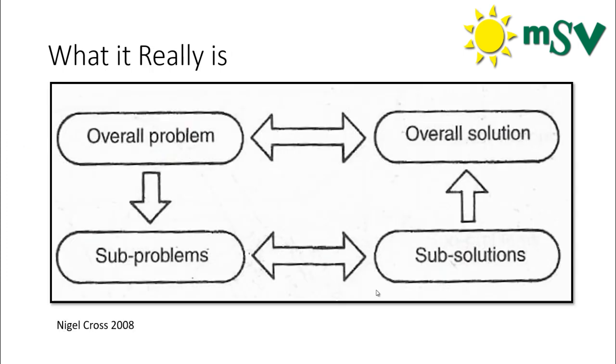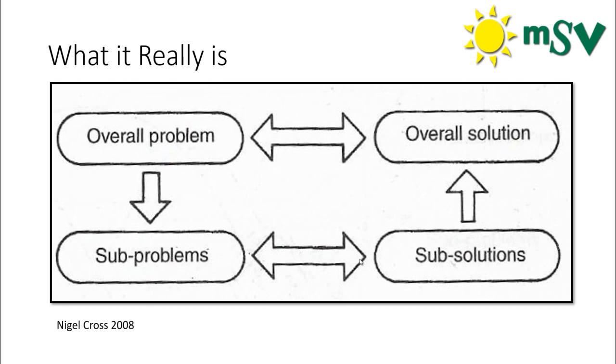It is actually more like this, and this is an explanation for design put forward by a guy called Nigel Cross, who's a researcher in design cognition and including engineering design. And this is the system that I taught when I was lecturing engineering design at university. We start off with our overall problem. We then break it down into a subproblem or a number of subproblems. And that's relatively linear and fairly easy.